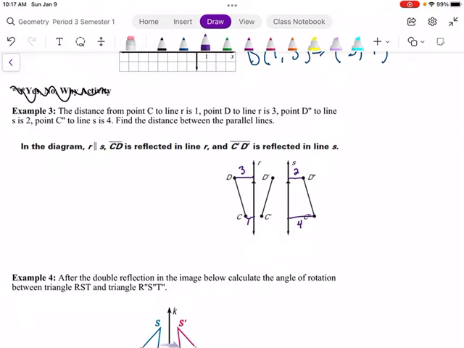And this is a double reflection. DC was reflected over line R, and then D prime C prime was reflected over line S. So because we know that it was reflected here first, this distance is going to be the same. So we know this one's 3. And then the shape was reflected again. So we know that this distance is going to be the same as this one. So that makes it 2. And we're looking for the distance between the parallel lines. So we'll add those two numbers together. 3 plus 2. So the distance would be equal to 5.